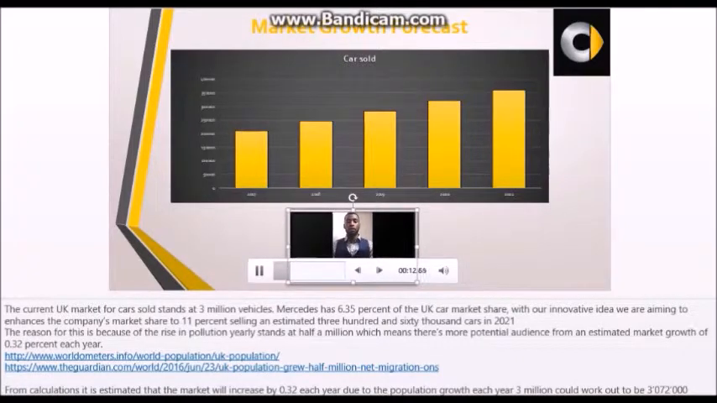The current UK market for cars sold is 3 million cars per year. Mercedes has 6.35% of this UK market share. Our innovative idea is aiming to enhance the company's market share to 11% by 2021. The reason for this is that the yearly population is increasing by 500,000 each year. That means there is a 0.32% market growth within that year. Our aim is to capitalize on the growth of the market each year, using that rise, which is 72,000 customers towards the market each year, to our advantage.